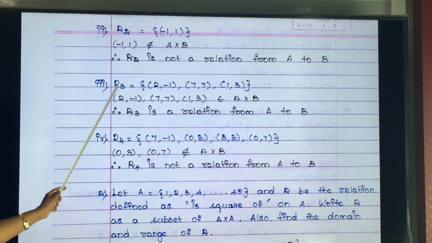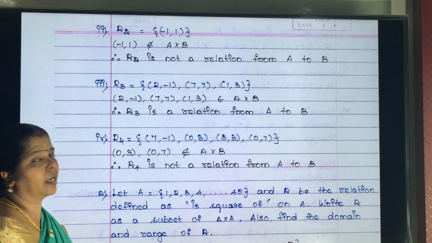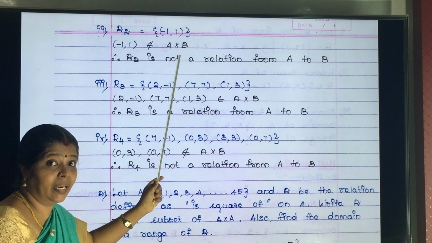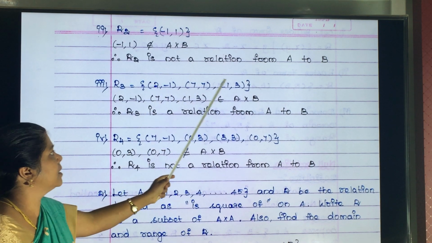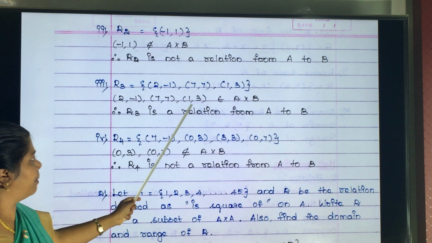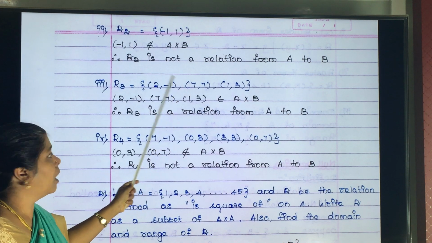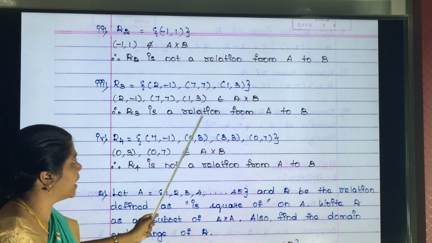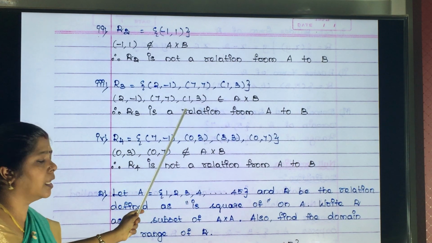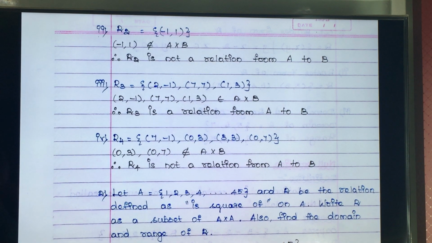Okay. Now the next subdivision R3. R3 is {(2,-1), (7,1), (1,3)}. Check again whether these three ordered pairs are found in A cross B. If you check in A cross B, definitely you will see all these three ordered pairs available in A cross B. Okay. So since all these ordered pairs belong to A cross B, we say this collection R3 is a relation. Because these are found in A cross B, we say R3 is a relation from A to B. Okay. Now going into subdivision 4.